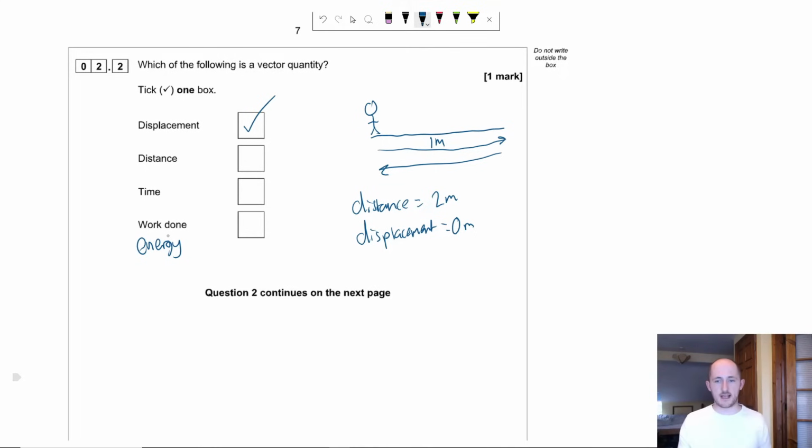Now, some of you might say, but work done is force times distance. Doesn't that give me a direction? No, because distance is a scalar quantity. Okay, so it doesn't actually give you a vector quantity. Okay, so hopefully that makes a bit more sense with vectors and scalars. Just think about direction, direction, direction. If there is a direction, then you have a vector. If there isn't a direction, then you have a scalar.